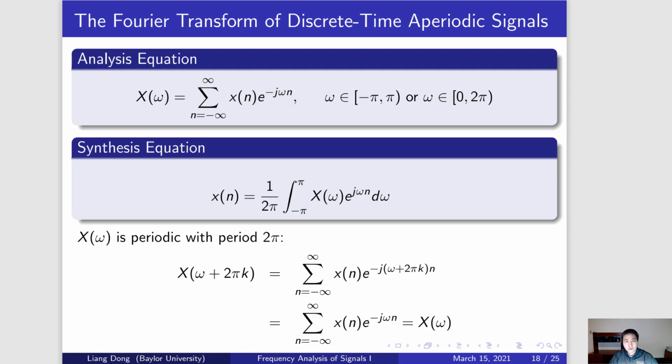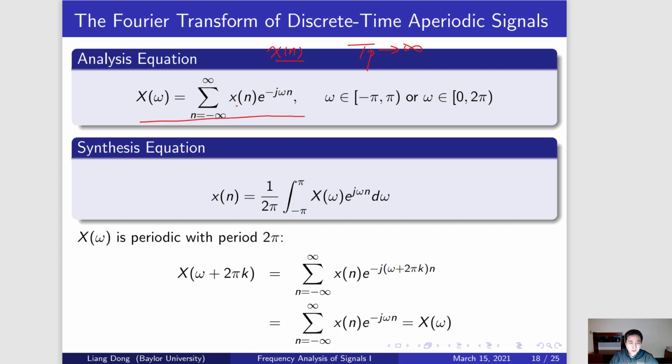With a similar discussion as for continuous time aperiodic signals, we can find the Fourier transform of a discrete time aperiodic signal. Here, I still have this discrete time signal, however the period of the signal becomes infinite. The analysis equation, which is the direct Fourier transform, we write first. So it becomes this. This is the well-known Fourier transform for discrete time signals.